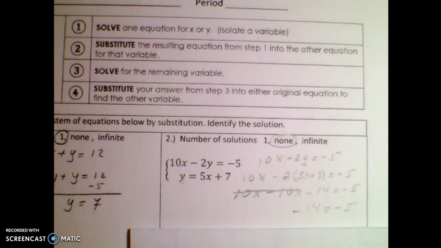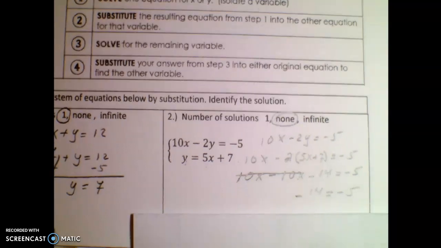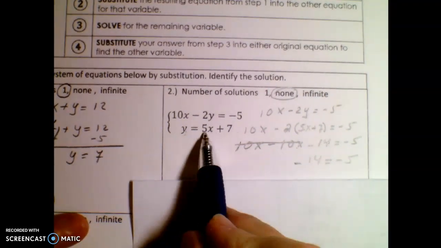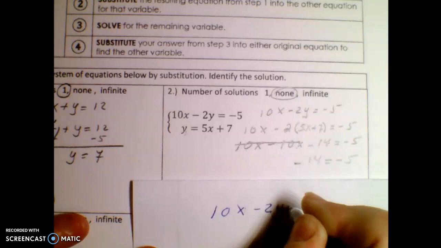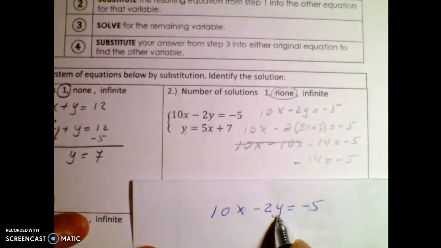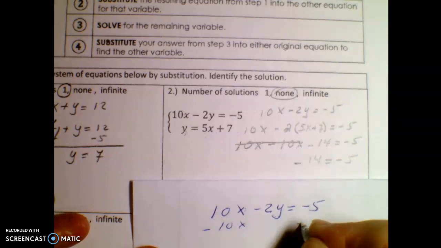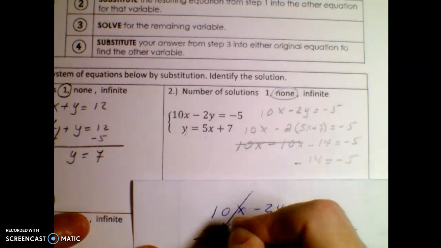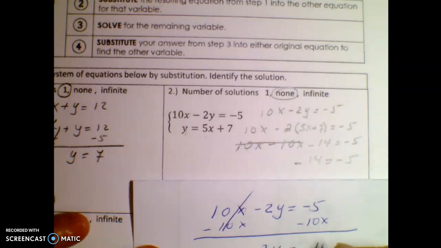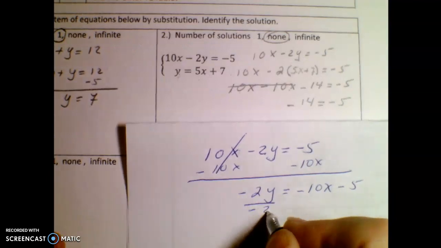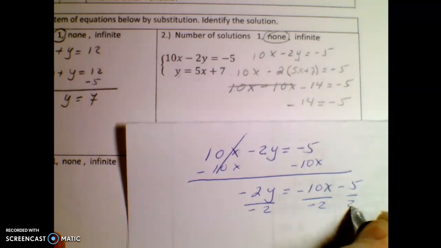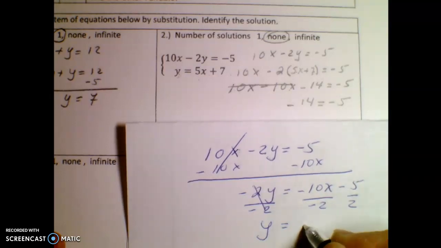Now remember we said that if two lines had nothing in common, had no solutions, then that must mean they're parallel. So let's see if we can see if they really are parallel. I have this line that's already in slope-intercept form, and this line I'm going to put into slope-intercept form by isolating the y. Minus 10x, minus 10x. Minus 2y is equal to minus 10x minus 5. Okay, so now let's divide both sides by negative 2. And we get y is equal to negative 10 divided by negative 2 is 5x minus 5 over 2.